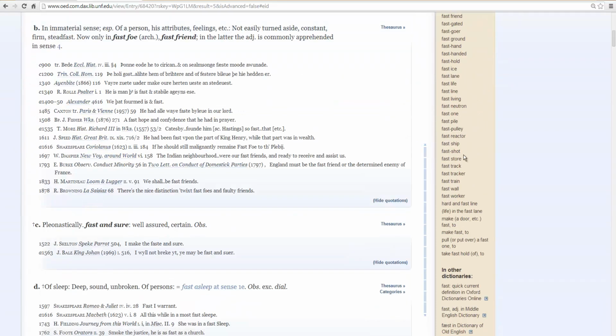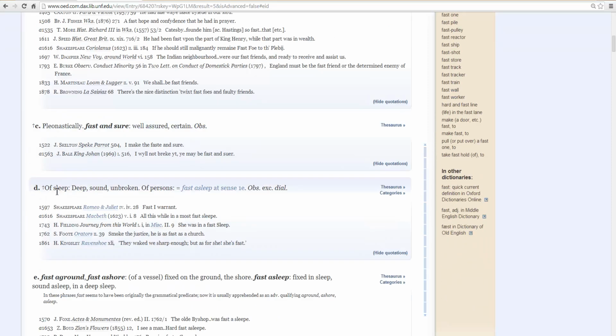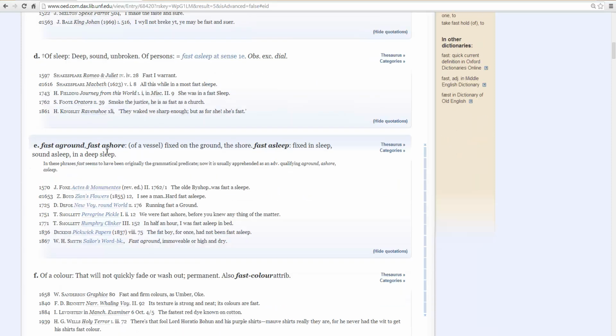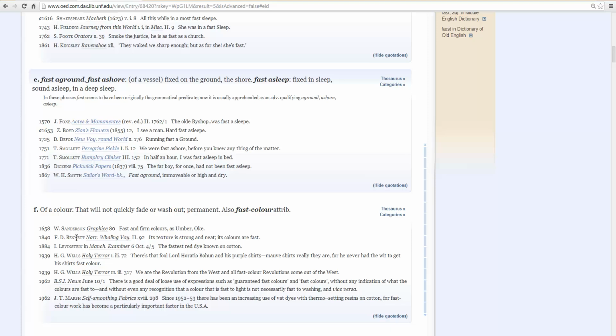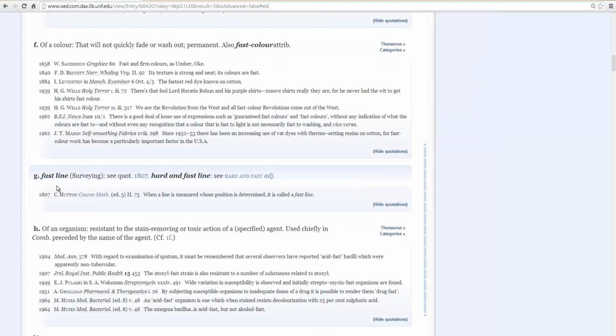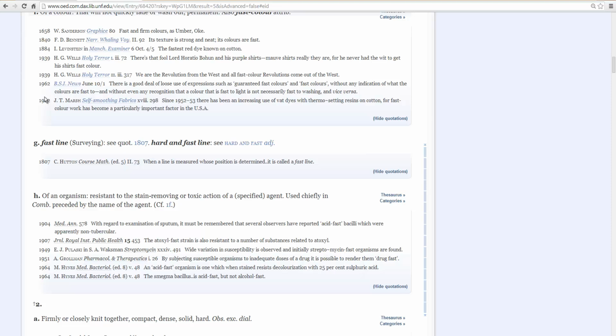And we can look at the length of this page. We can see how many different definitions are available to us. Something to do with sleep. We see it's obsolete in that use. Fast aground, fast ashore, fixed in that way. Of color, something that will not fade. So if it's color fast, for example, we see that more recently in the 17th century and 20th century.